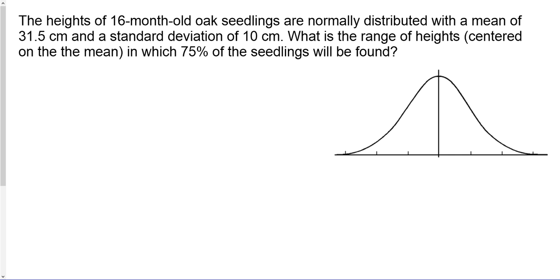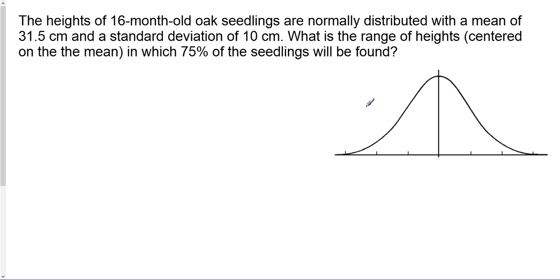So let's look at an example here. The heights of 16-month-old oak seedlings are normally distributed with a mean of 31.5 centimeters and a standard deviation of 10 centimeters. What is the range of height centered on the mean in which 75% of the seedlings will be found?